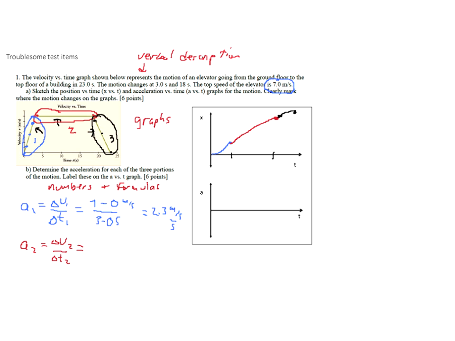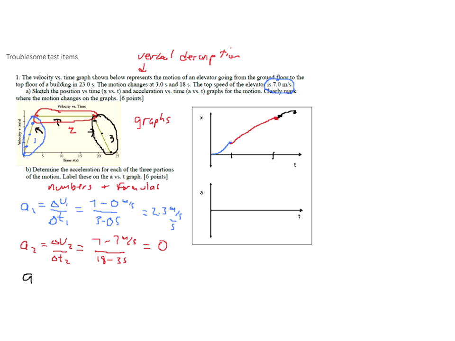So here it starts at 7 meters per second, ends at 7 meters per second. So we've got 7 minus 7 meters per second divided by 18 minus 3 seconds, but of course that is 0.